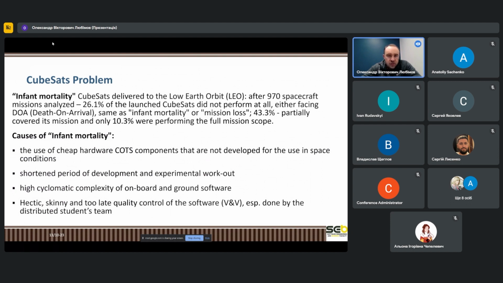So what are the problems? Well, the problems of this infant mortality or death on arrival are cheap components, because those satellites shall be cheap; a very short development period, because you have to really speed up to have your seat free for the launch, because missiles are not waiting for the parasitic load; and the pretty high complexity of the software, because satellites will do many different things. And also a big problem is that the quality of the software is hectic. It's always pushed to the very end of the project, and verification and validation get too skinny.